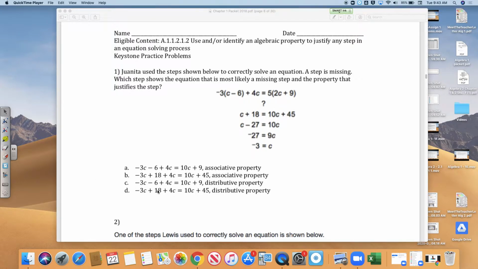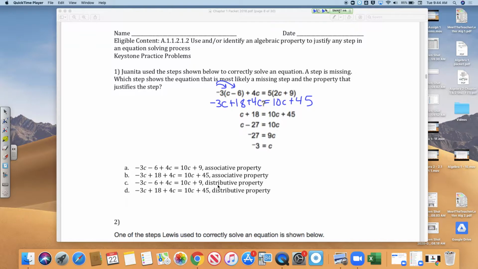So looking at these 4 choices down here, I can already cross out A and B because I know I'm going to have to distribute here and distribute here. So here are the 2 I'm going to be looking for. So what I'm going to do is just distribute myself and see which one it actually would be. So when I'm using this distributive property here, this is going to become negative 3 times c is negative 3c. Negative 3 times negative 6 is a positive 18. And then plus 4c is equal to 10c plus 45.